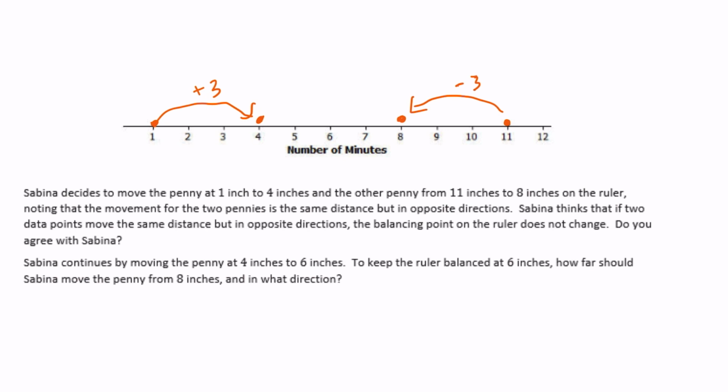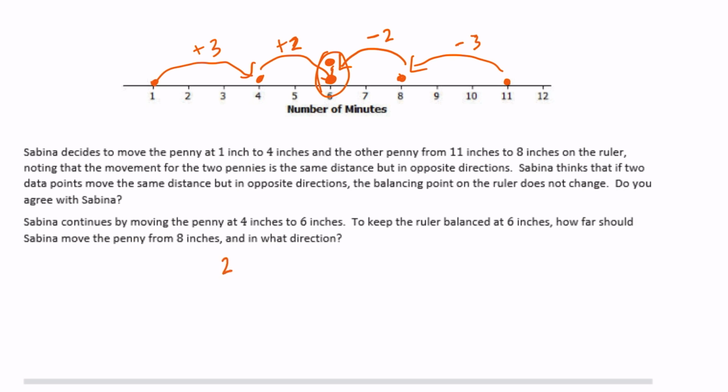Sabina continues by moving the penny at 4 inches to 6 inches. And moves the other to keep the ruler balanced at 6 inches. How far should Sabina move the penny from 8 inches? So she added 2. So to do the same thing here, we would need to subtract 2 to make it even. So the mean here, or the balancing point, would be 6. So she moves it 2 to the left, landed on 6. So we went from 1 over to 6 and 11 over to 6. So we found the mean, or the balancing point, on both of them, but here it took plus 5 and here we did minus 5.